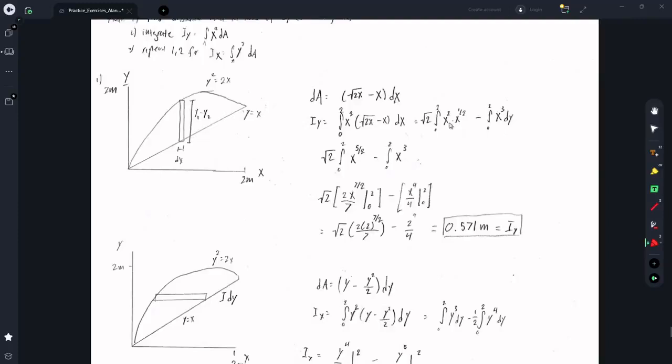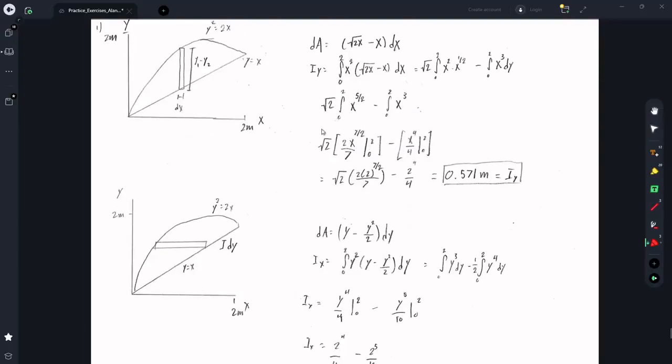The integral of x to the power of 2 times x to the power of 1/2 is, well, 2 plus 1/2 is going to be 5/2, and then this integral is the same as before. So solving these with the power rule, it's going to be the exponent plus 1 over whatever the exponent plus 1 is. So 5 halves plus 1 is 7 halves. Divided by 7 halves is going to be times 2 over 7, from 0 to 2.